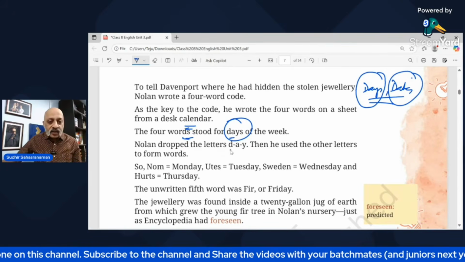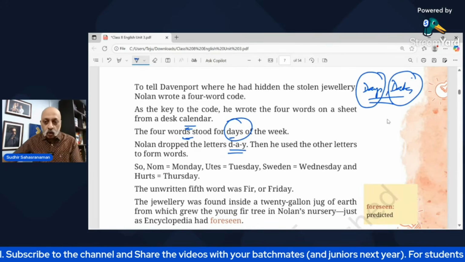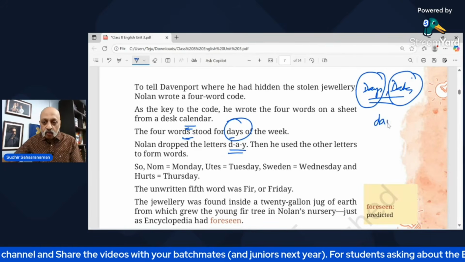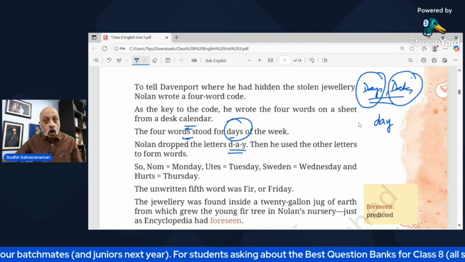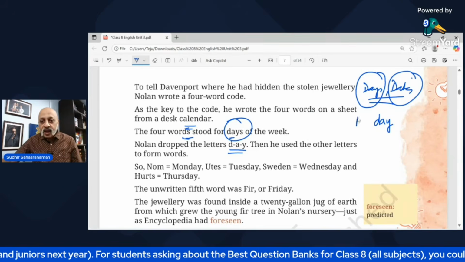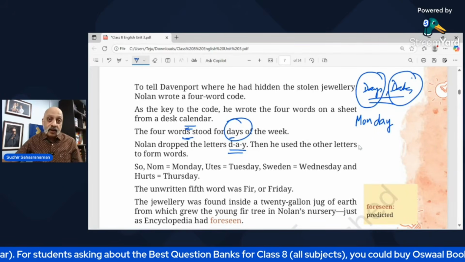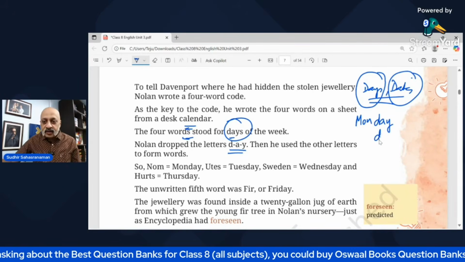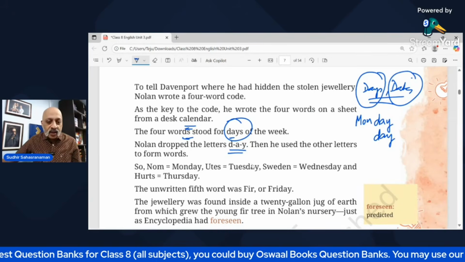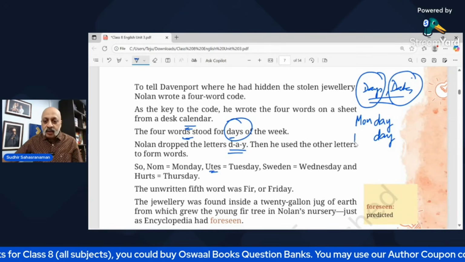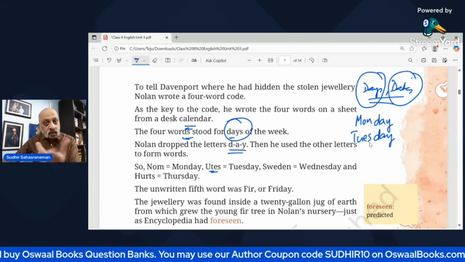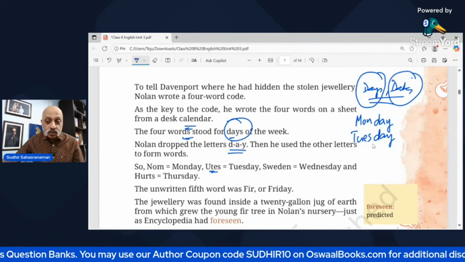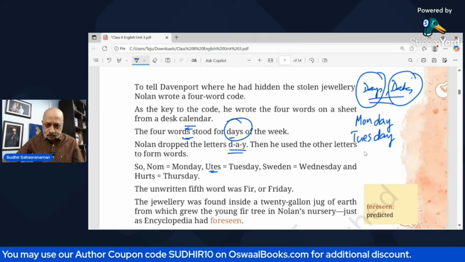Nolan dropped the word letters D-A-Y. So he wrote D-A-Y. Then he took the first letter, N-O-M. He makes an anagram of it and realizes it is Monday. Great. For the second one, he puts a day again, looks at the word, and unjumbles it, and it becomes Tuesday.